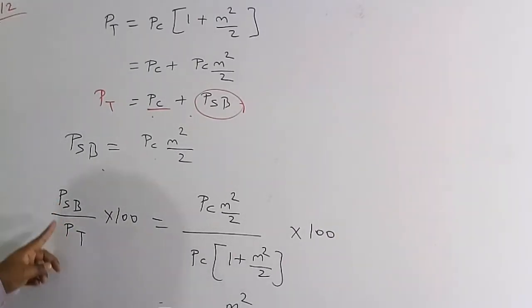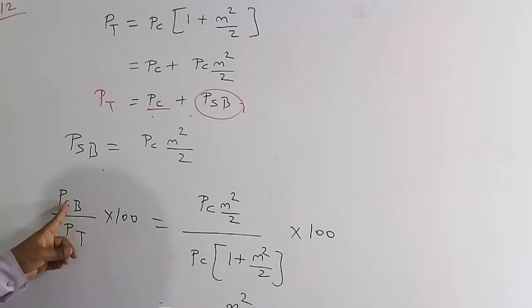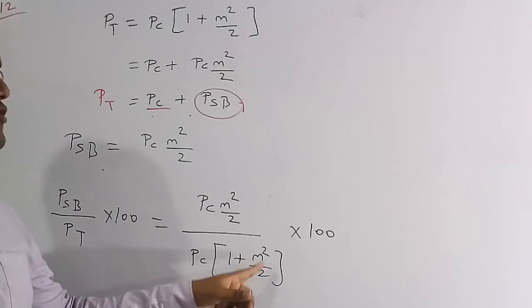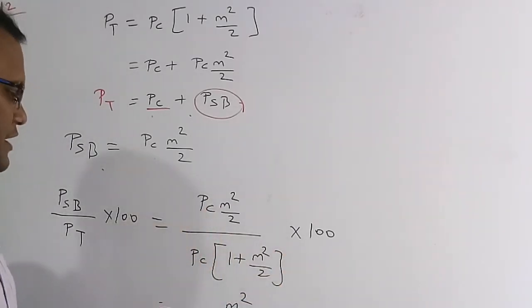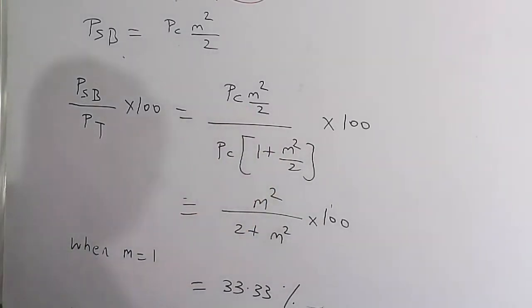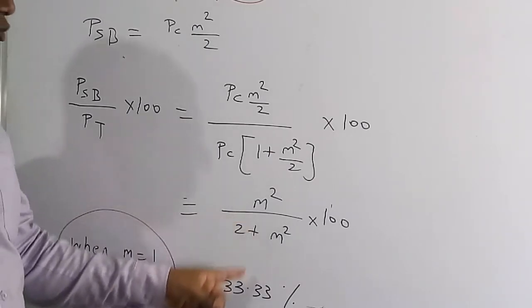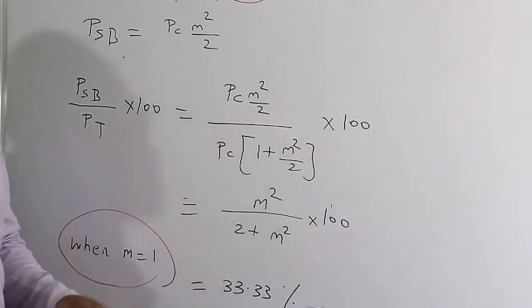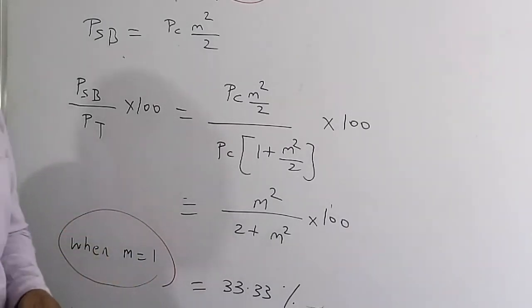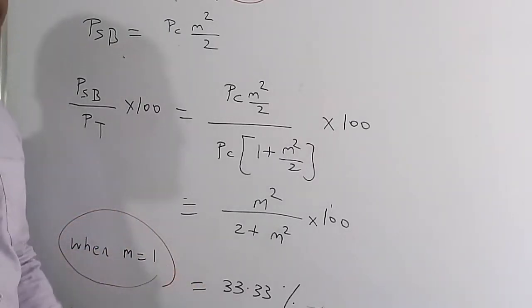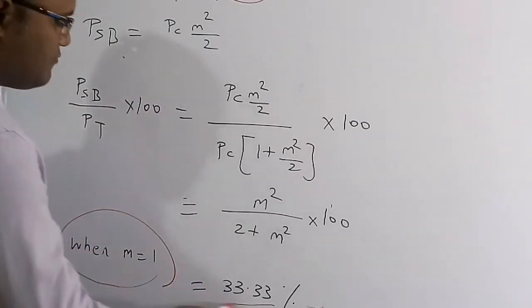That means sideband power by the total power into 100. The sideband power we already know is Pc into m square by 2, and the total power is Pc into 1 plus m square by 2, into 100. If you do the simplification, we get m square by 2 plus m square, into 100. Suppose I assume m is equal to 1. When m is equal to 1, if you substitute here, we get 33.33%. That means when m is equal to 1, the sideband power out of the total power is 33.33%, which is the correct solution of this question.